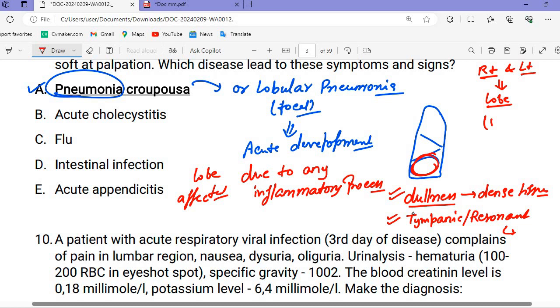Normally we have less dense tissue in our lungs, so we will get tympanic or resonant sounds. This can be normal, or it can be hyperresonant, which means a very less dense structure is present. And if there is any dense tissue, or water, or air, or dull things present, it will give dullness sounds. As the questions progress, you will be able to understand it easily.